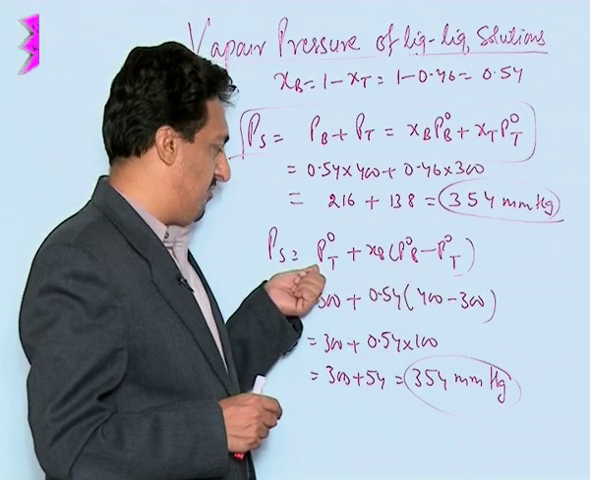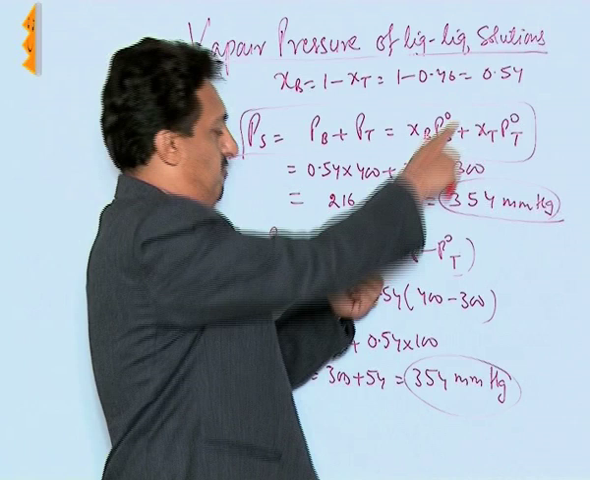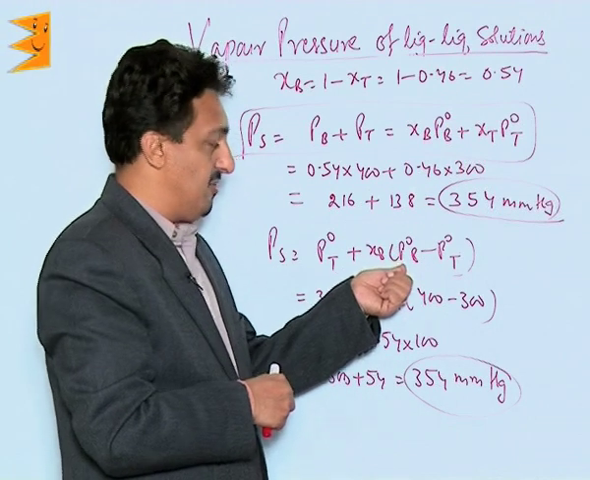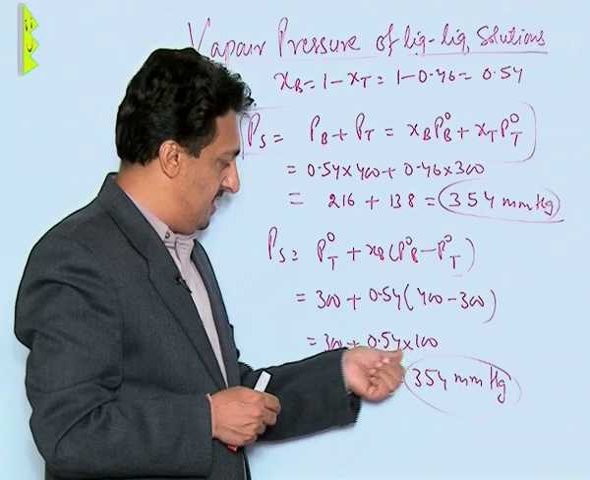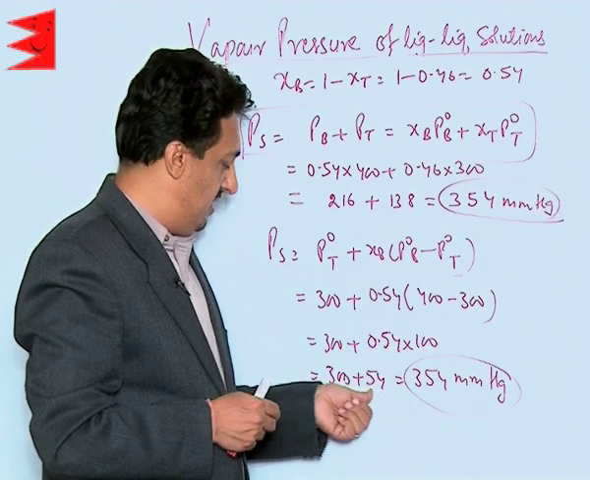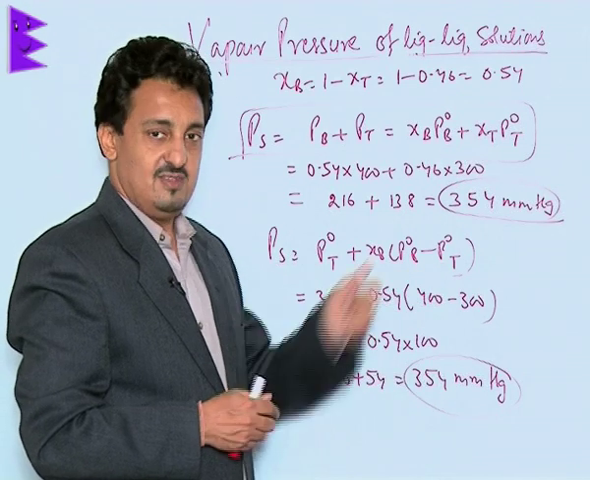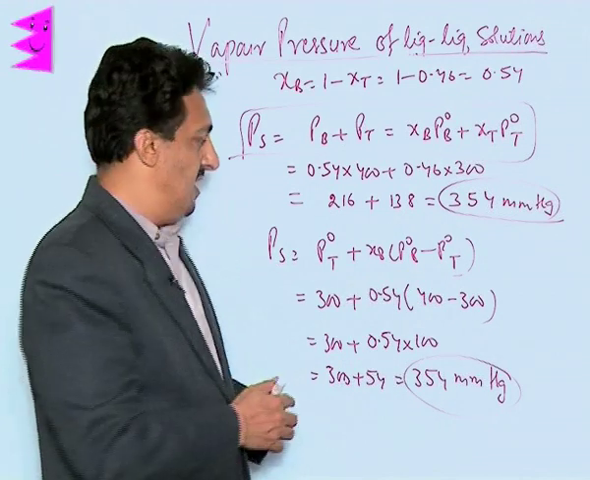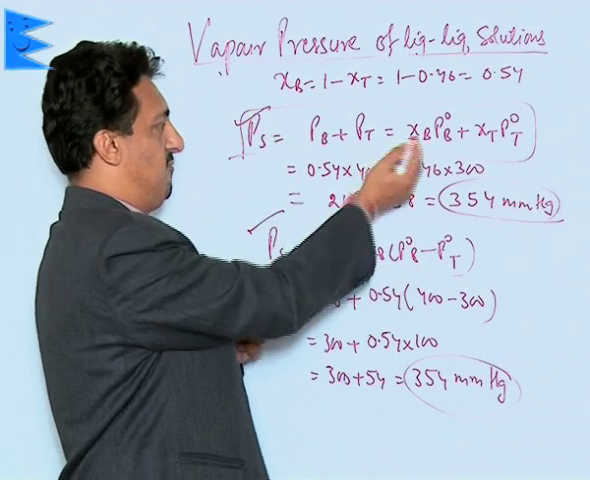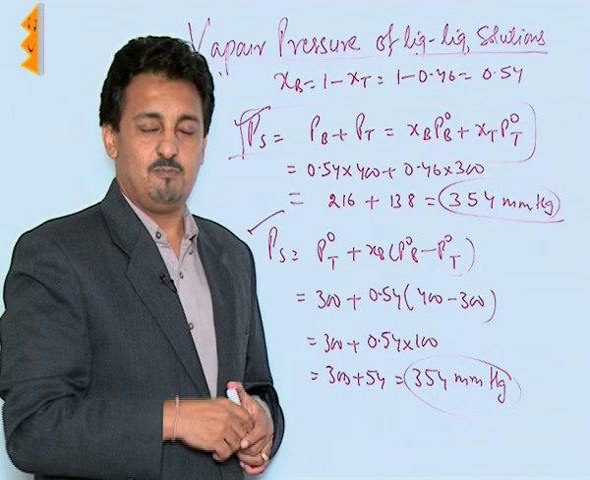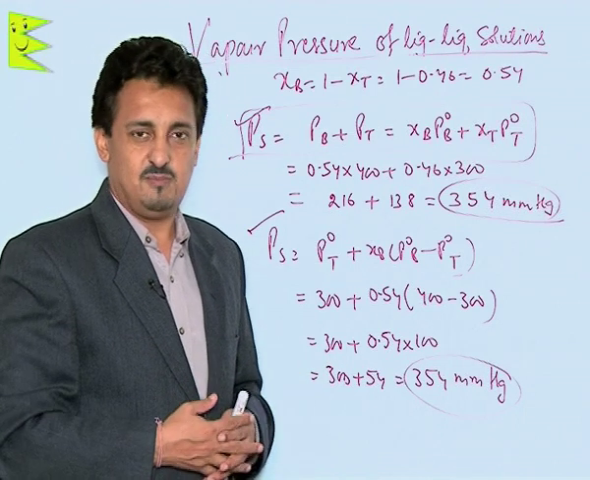We know the vapor pressure of toluene in the pure state is 300. The mole fraction of benzene in the solution is 0.54, and the vapor pressure of benzene in the pure state is 400, so 400 minus 300 comes out to be 100. When multiplied by 0.54, it gives you 54. So 54 plus 300 is also 354. So we get the same answer. So we have an option of either using this modified formula, or the same formula, Ps is equal to PA plus PB. We can use any one of these formulas to find the vapor pressure of the solution.